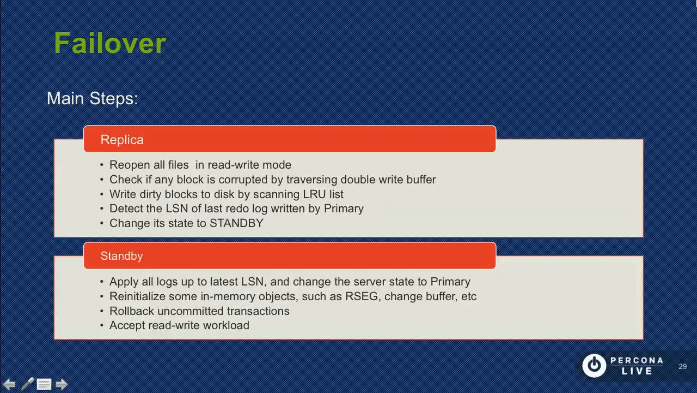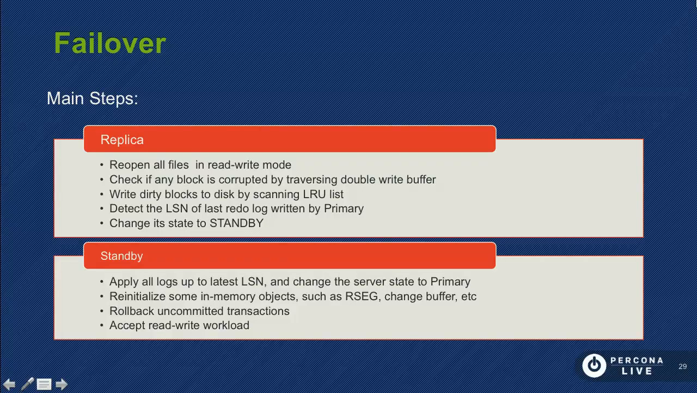These are the main steps to promote a replica to primary. The first step is to promote the replica to standby. It will reopen all data files in read-write mode and check if any block is corrupted by traversing the double write buffer. After that, it will write the dirty blocks to disk by scanning its flush list.